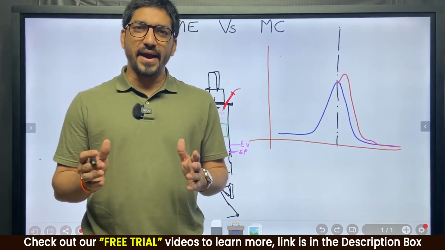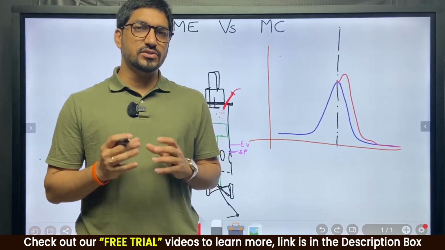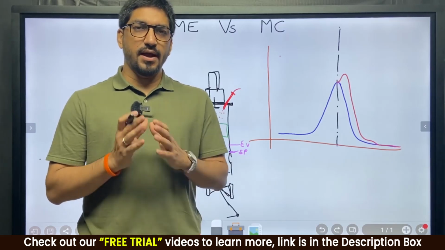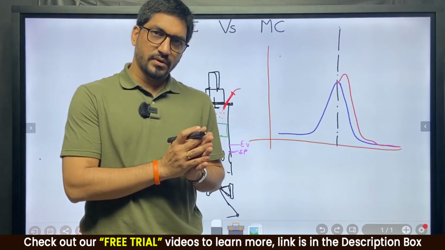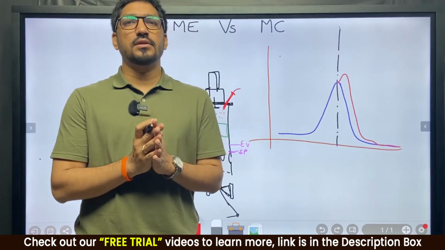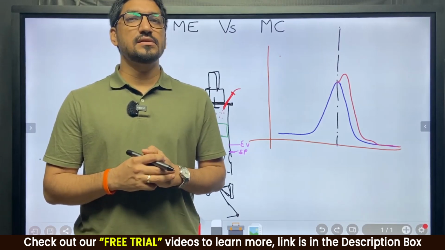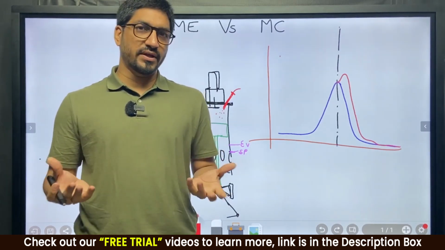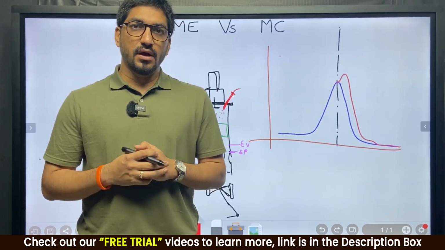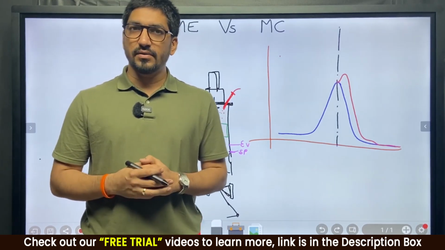Hey guys, welcome back. So now we are going to discuss the constructional difference between an ME engine and MC engine. However, the core working principle of both the engines is the same. That means both are two-stroke diesel engines, so they'll be working on the same cycle. Construction-wise also, not much of a difference is there.